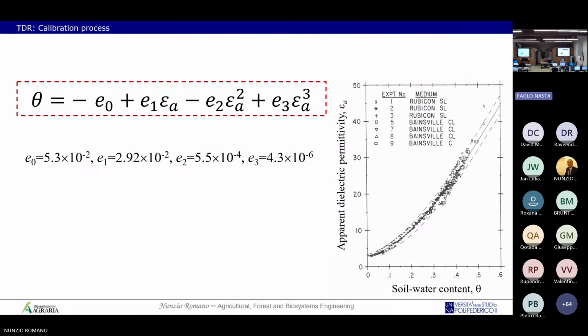Thank you, Nunzio. There are other 2 interesting questions on calibration, so you are in the right slide. First question is, would the amount of soil samples used for calibrating the water content to the dielectric permittivity depend on the spatial scale of interest?